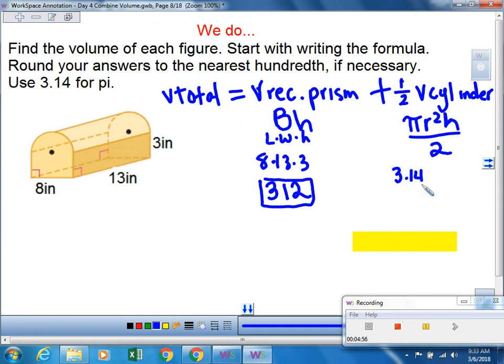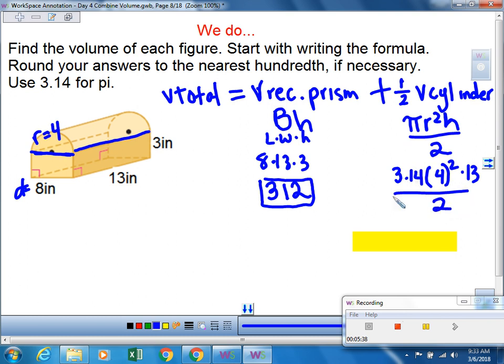All right, so now let's do the half a cylinder. So 3.14. What's my radius? Well, my radius for my cylinder is right here, right? Because that's half of the cylinder. But this is not radius. This is what? That's diameter. So that's the 8. That's the diameter. And so my radius would be what? Half of that, 4. So 4 squared. My height for my cylinder is what? Yes, right here, 13. So times 13, and then divide by 2.